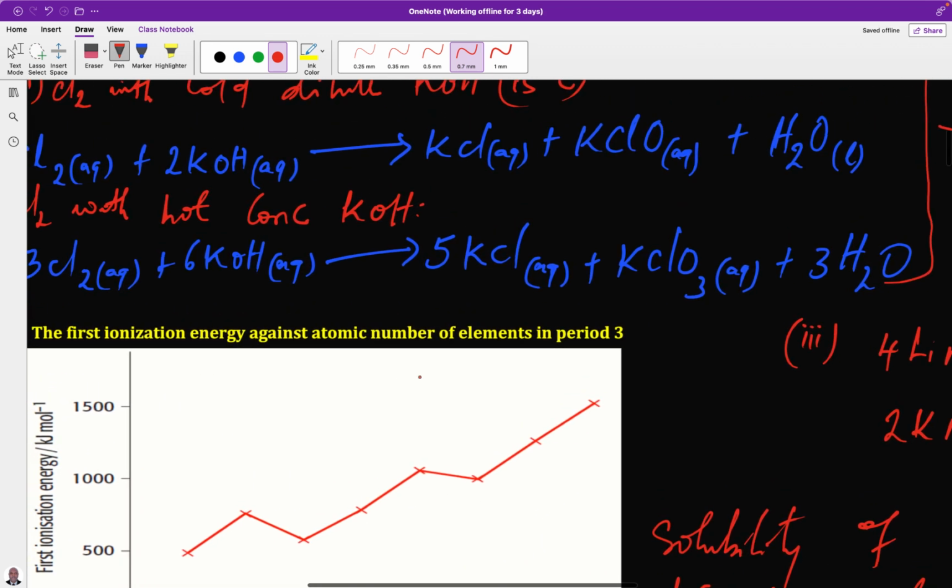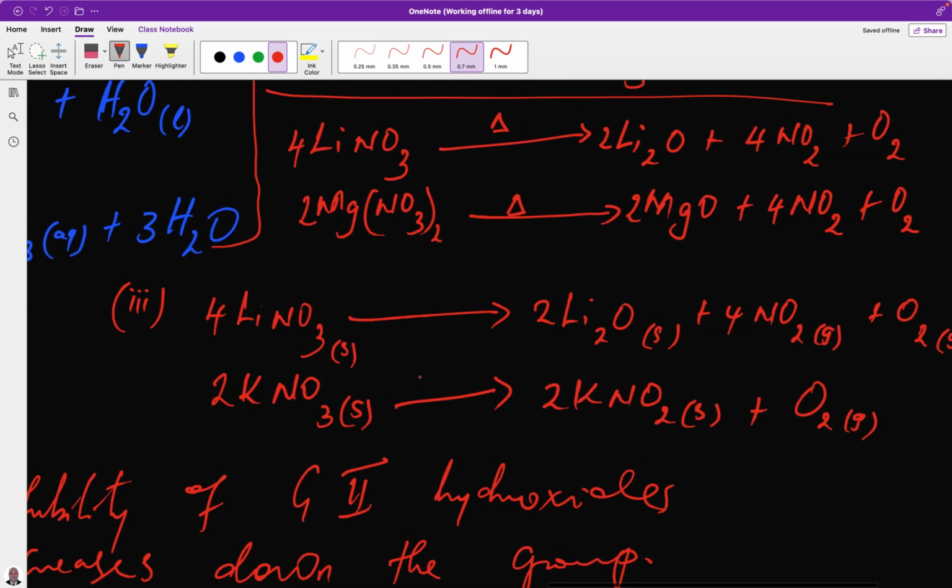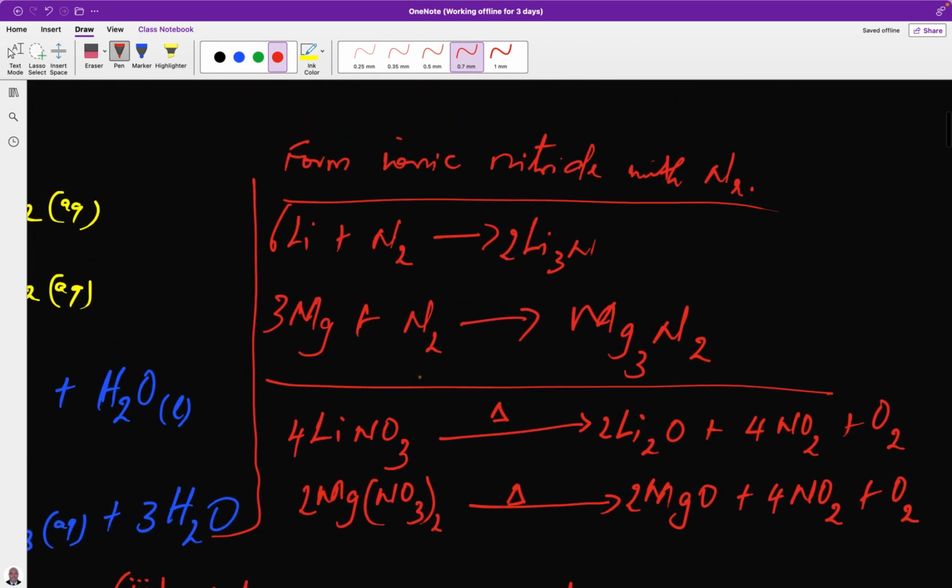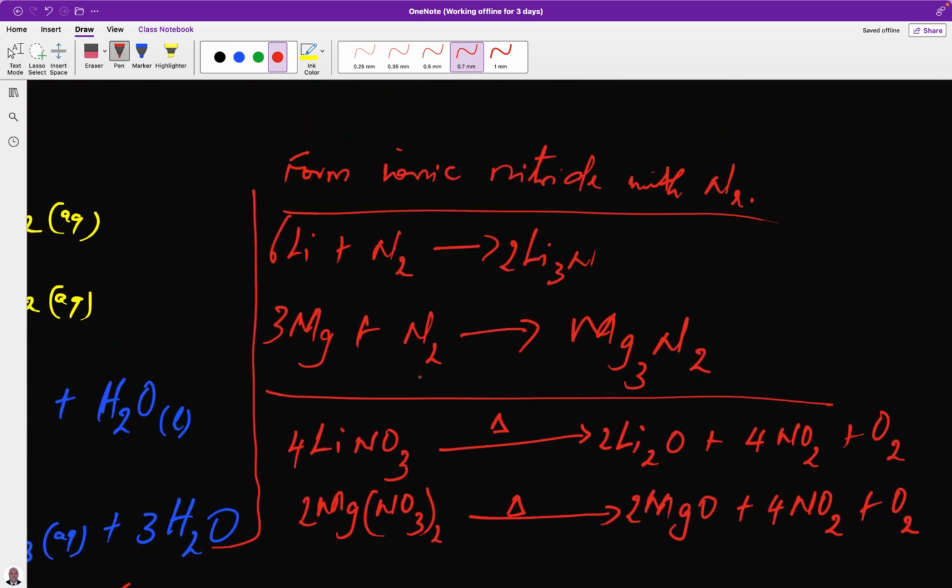An example of it is that they react to form ionic nitrides when burnt in nitrogen in the atmosphere. Lithium will react with nitrogen to form what? To form ionic nitride.